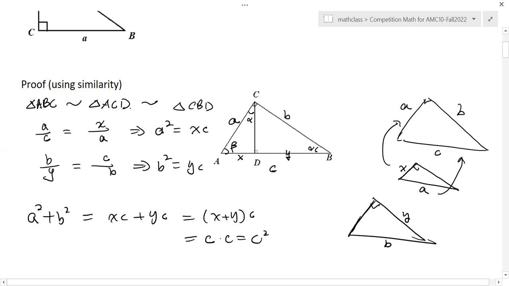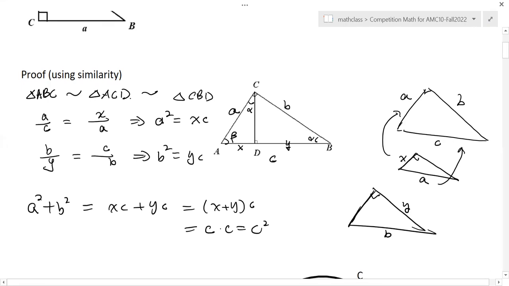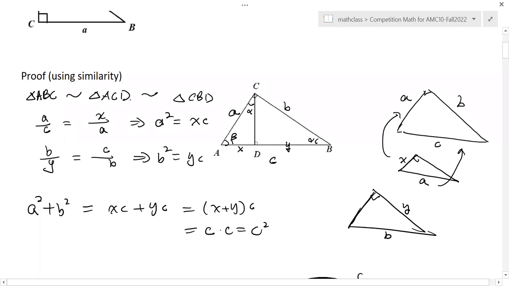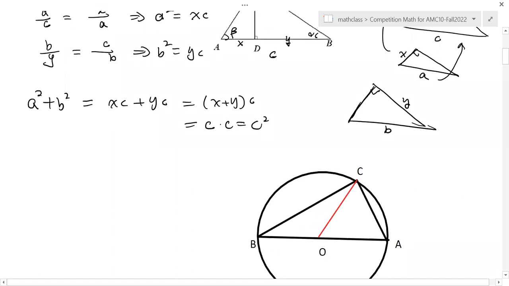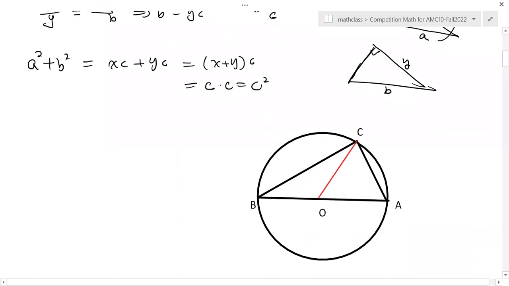There are many proofs, but as I said, we should at least know one of them. The reason I want to use this proof is that it uses similarity, because we want to go over the similarity of triangles. Whenever you are given a right triangle, you draw the altitude, and then you will get three similar triangles, okay? Those are the triangles. There is an important property where we get the right triangles.